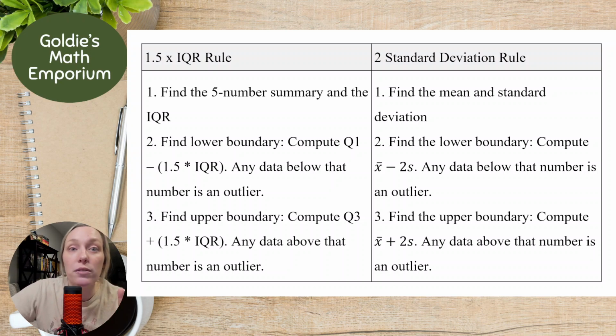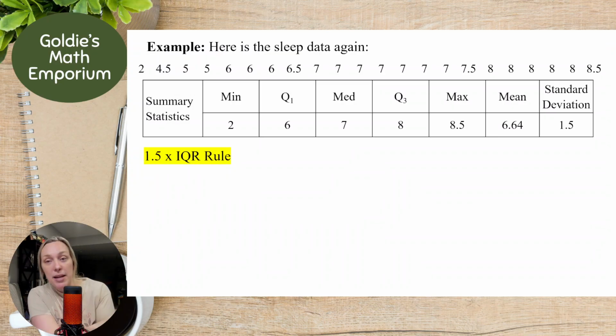So let's look at both of these in action here. So here's the sleep data again. And I'm going to go through both ways of doing the outlier test. So I have my summary statistics, I have my 5-number summary, and then I also have my mean and standard deviation listed in that table. And then my data is right there as well. So let's look.